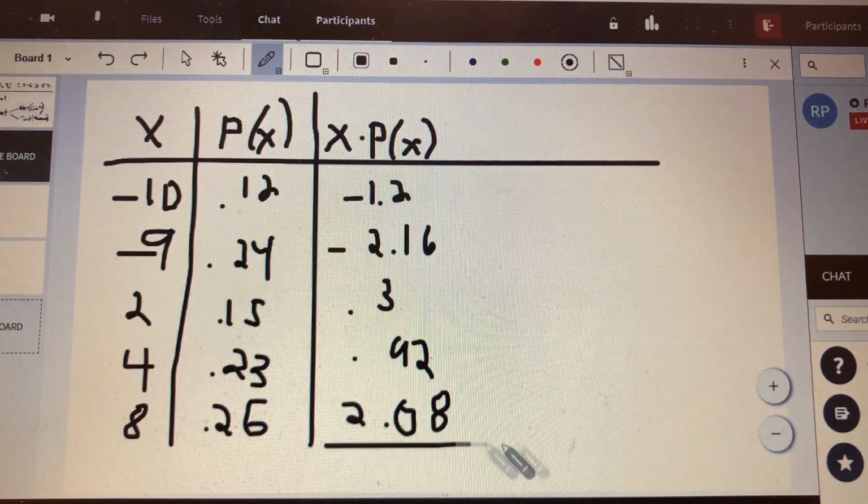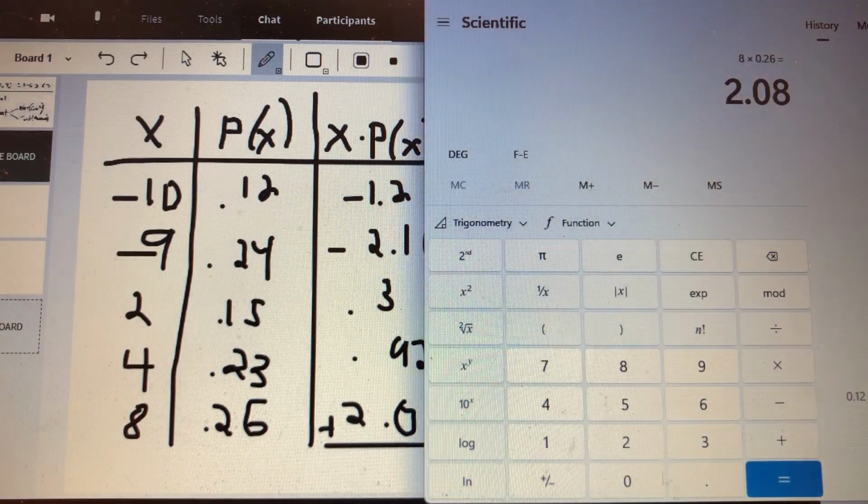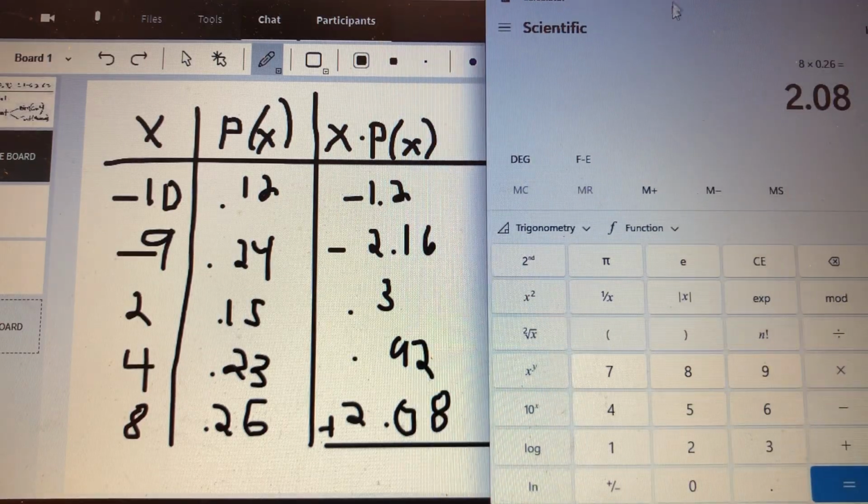The mean is the sum of all these decimals right here. If you multiply straight across and add them all up, that's the mean. So I'll do it from bottom to top because I still have this 2.08 in my calculator. So I'm going to add 0.92, add 0.3, and then subtract 2.16 and subtract 1.2. This adds up to -0.06.